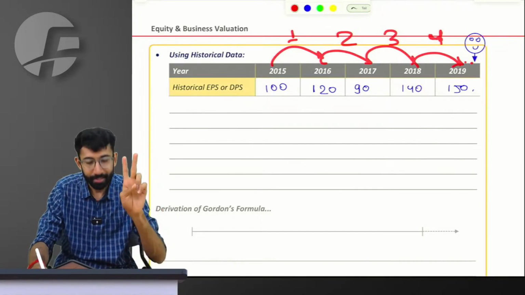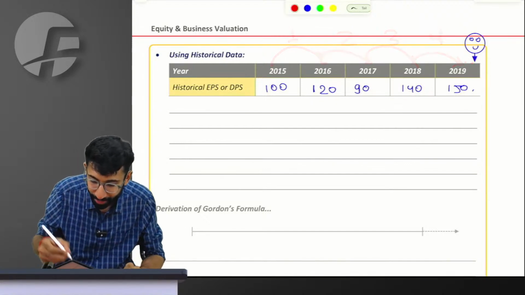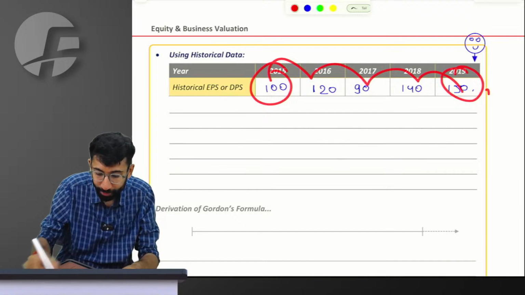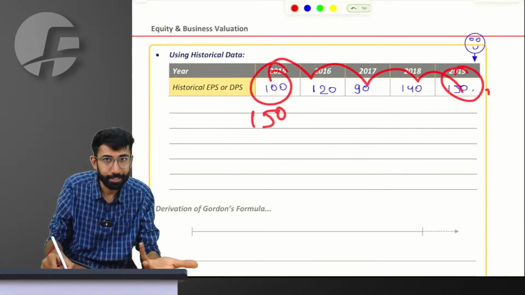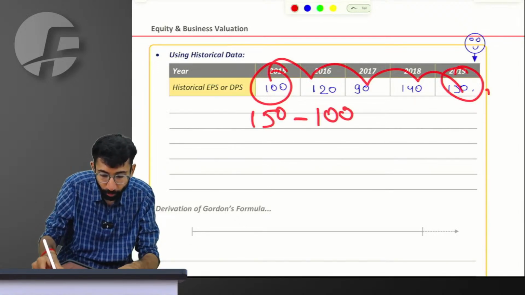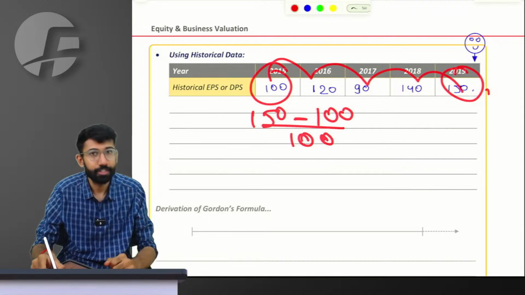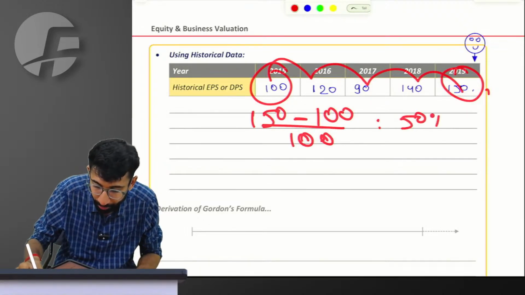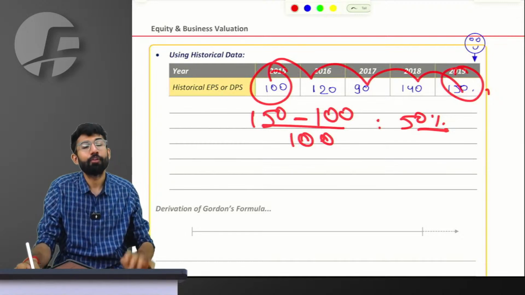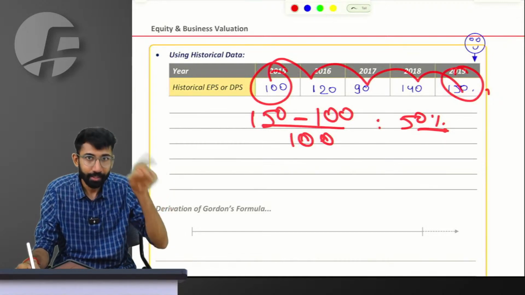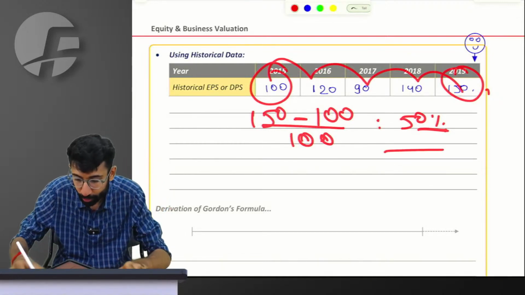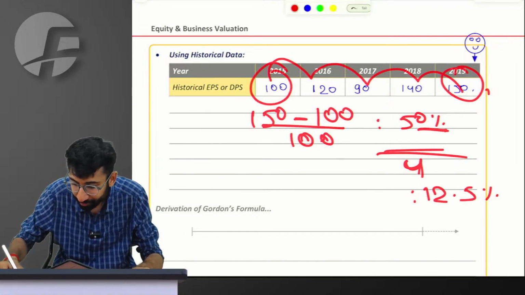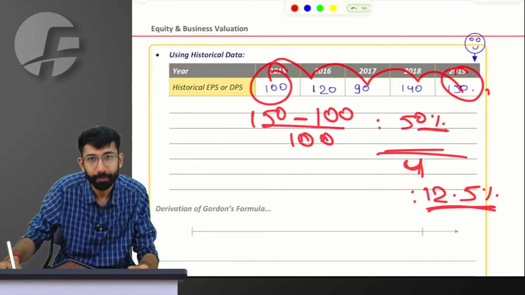Second thing, while calculating growth, one way is that sir, 150 has become the dividend, 100 was the dividend at the start, which means overall the dividend has grown by 50% over a period of 4 years. So divide by 4 will give me a growth of 12.5% every year.